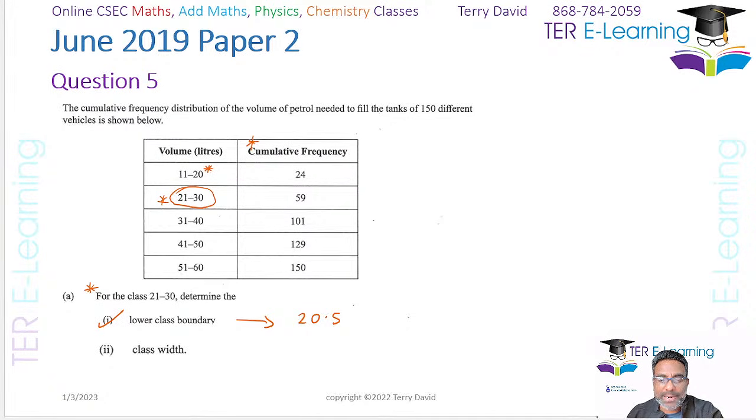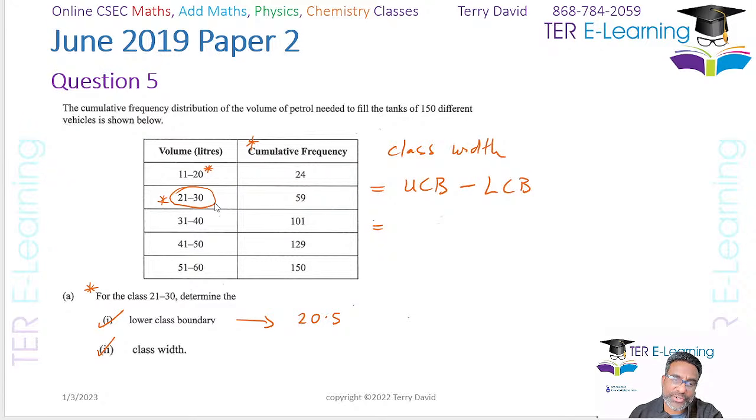Now, the next part of the question, they want to know what is my class width. This is also a question that people tend to get wrong. For your class width, some students might say 30 minus 21, and they'll get 9 for the answer, but that's incorrect. Your class width is found by taking your upper class boundary and minusing your lower class boundary. You have to be careful with this.